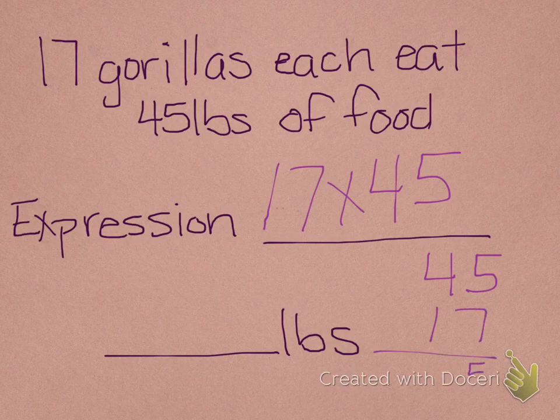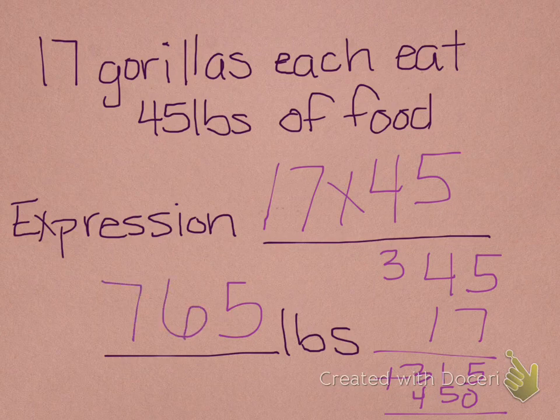7 times 5 is 35. 7 times 4 is 28 plus 3 is 31. Add my 0. 1 times 5 is 5. 1 times 4 is 4. Add them together. 5 plus 0 is 5. 5 plus 1 is 6. 3 plus 4 is 7. My answer is 765 pounds.